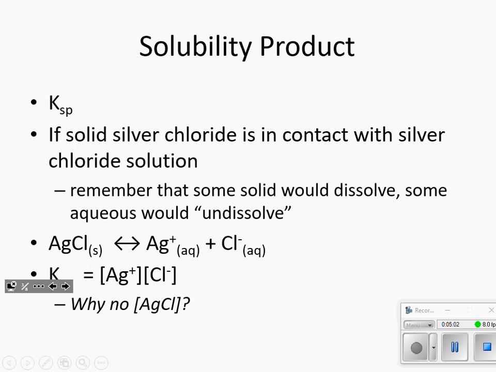If we were to solve for this using our K math, the solubility product for this reaction would be the concentration of the silver ion times the chloride ion. Does anyone remember the answer to my question on the bottom? And why are we not dividing by the silver chloride solid?